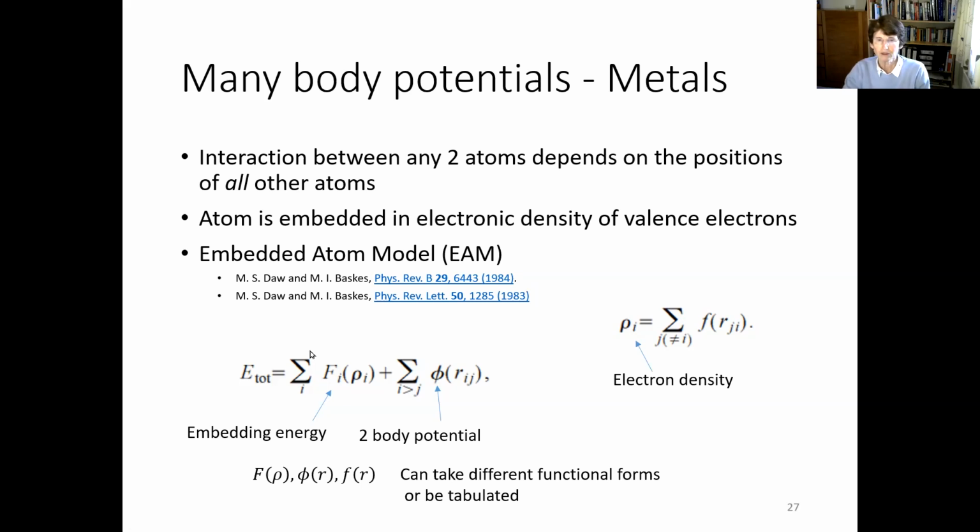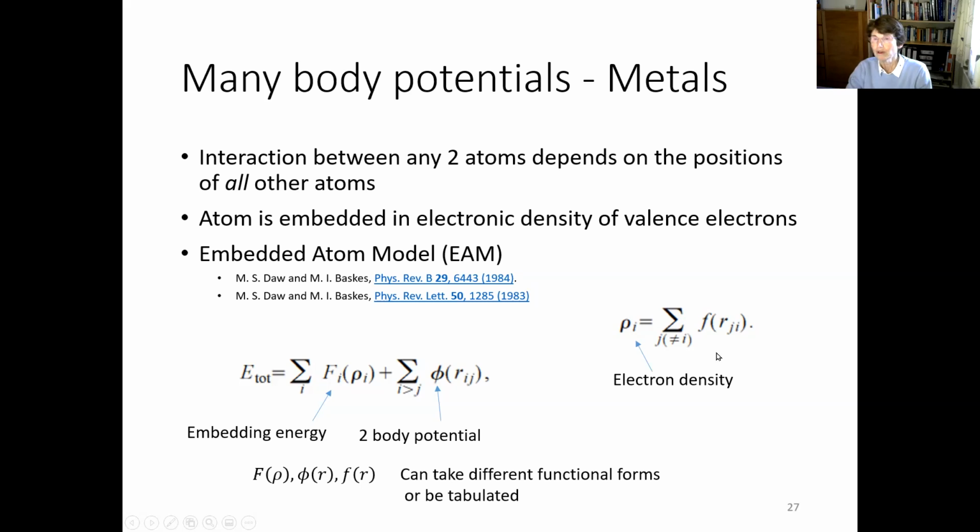There's two parts. One is quite familiar. It's a two-body potential. It can have a repulsive part and an attractive part. But the interesting bit is actually what's called the embedding energy. The embedding energy function is a function of something called rho, and rho is actually taken from the position of all neighboring atoms.